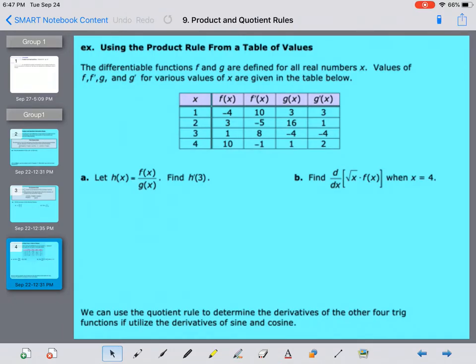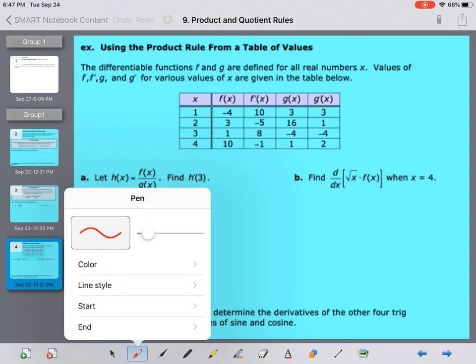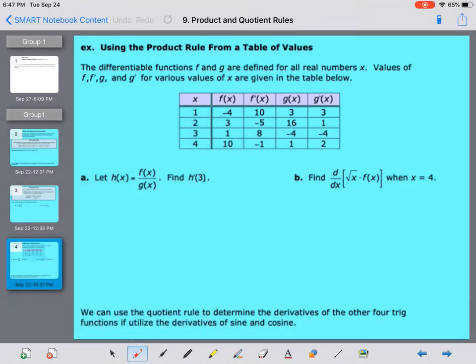So we have differentiable functions, and that just means our derivative exists, f and g, and they're defined for all real numbers of x. Values of f, f prime, g, and g prime for various values of x are given in the table below. So this table gives us values for f, f prime, the derivative of f, g, and g prime, the derivative of g. Remember, our f prime and g prime are the slopes of f and g at those specific values.